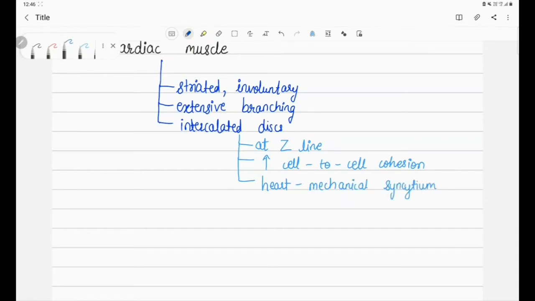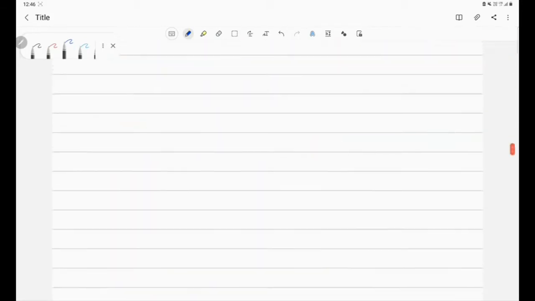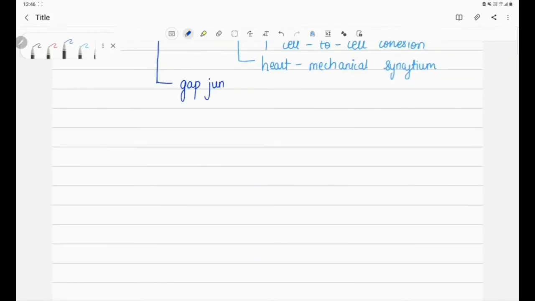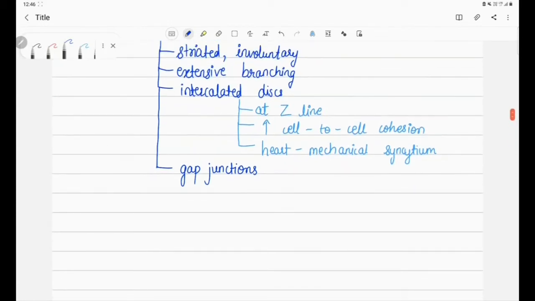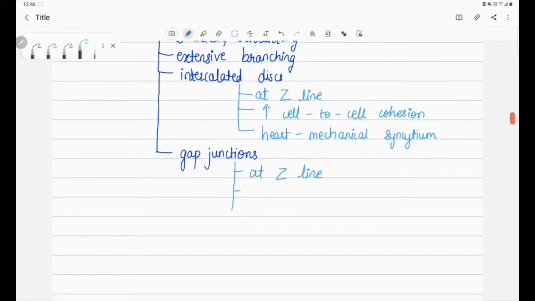Apart from intercalated discs, there are gap junctions present. These gap junctions are also present at the Z line. The impulses travel through these gap junctions. And due to the presence of gap junctions, the heart is known as the functional syncytium.